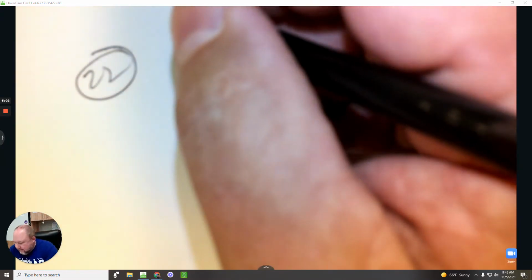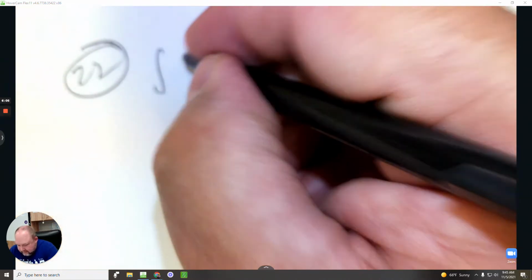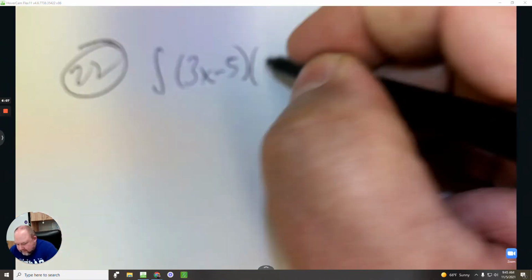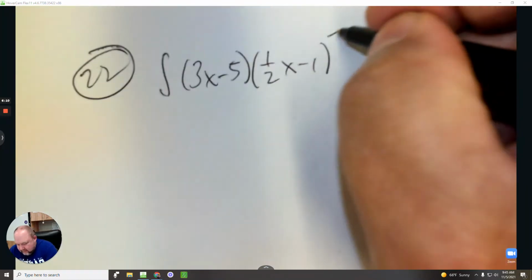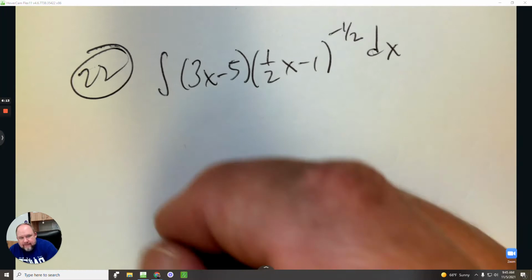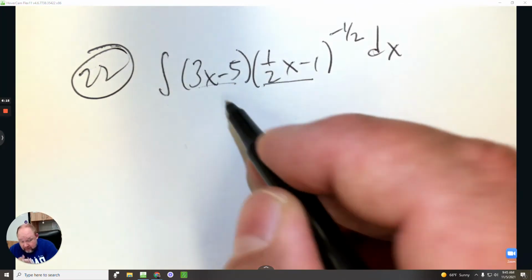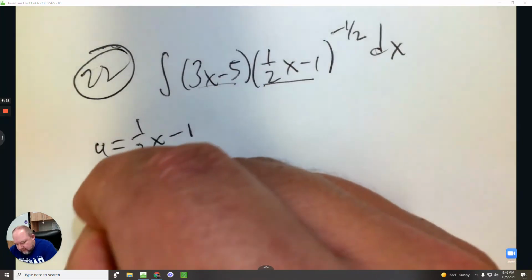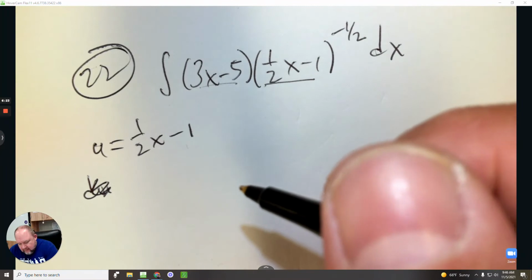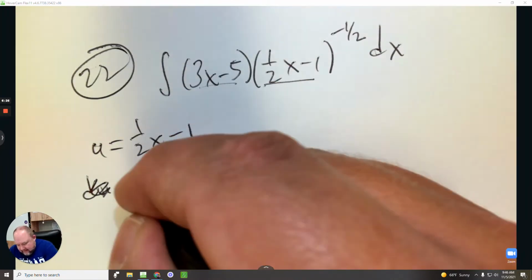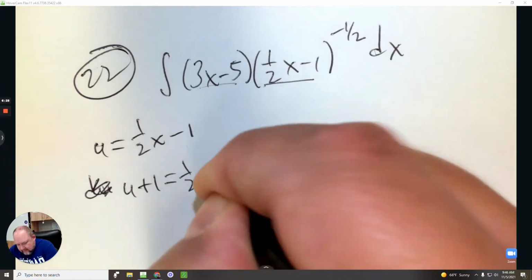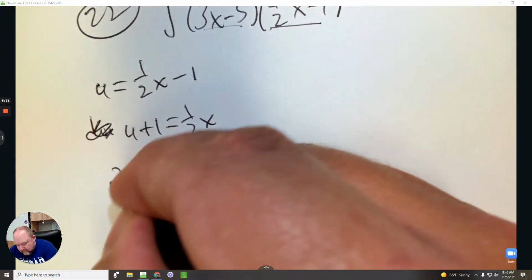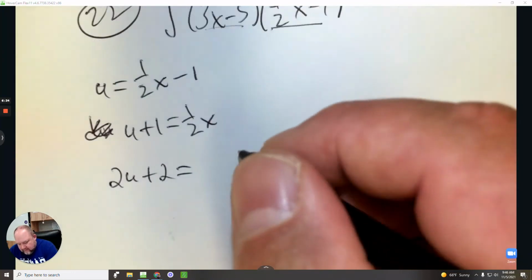Number 22. I hadn't written that one down yet. So for number 22, I'm going to write it calculus friendly right away. So that's 3x subtract 5. That's 1/2 x subtract 1 to the negative 1/2. Take the derivative, and they're unlike terms, so it's u substitution. So u equals 1/2 x subtract 1. The derivative, x, I'm going to add 1 and then multiply everything by 2. So 2u plus 2 is equal to x.